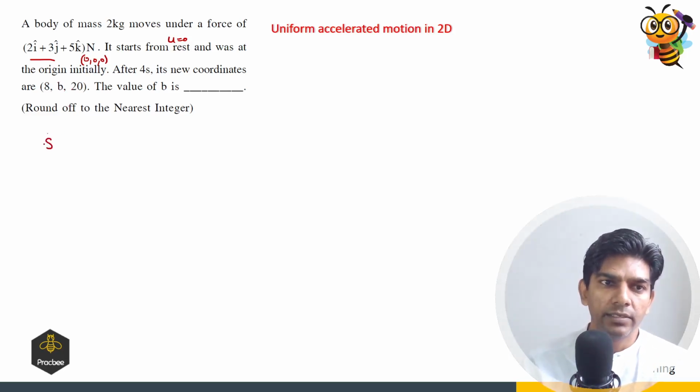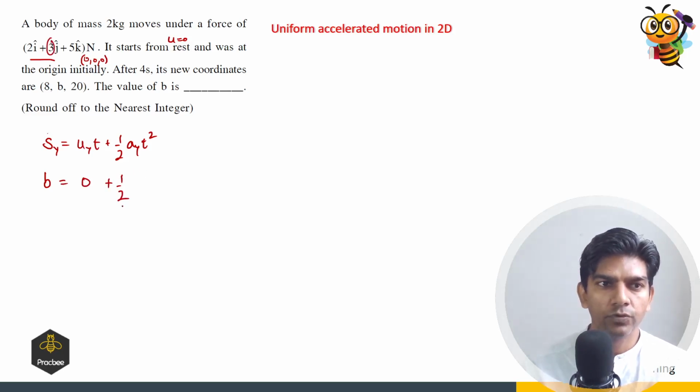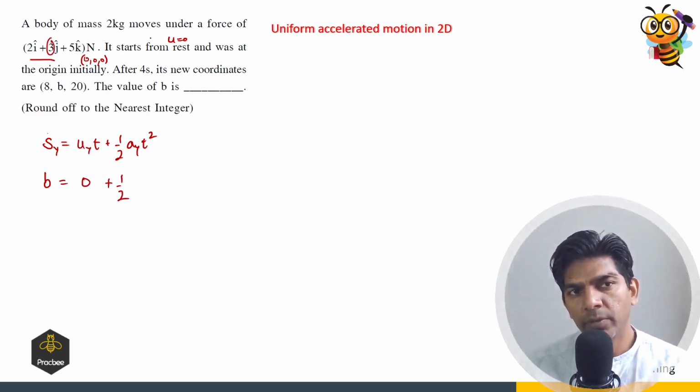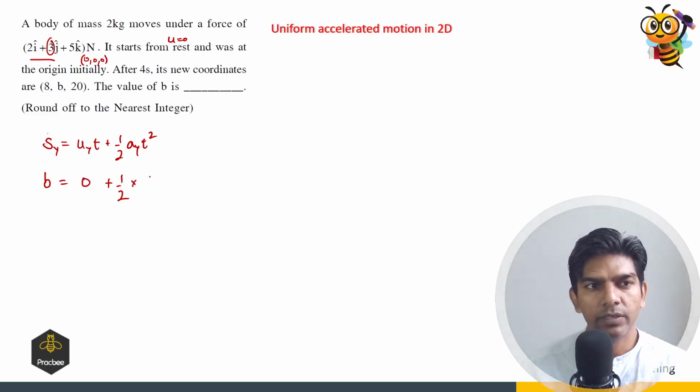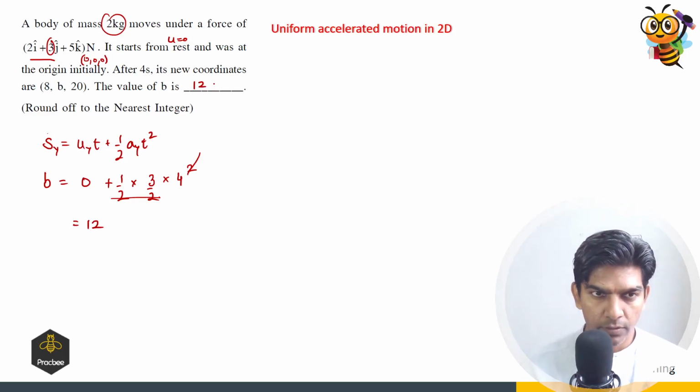So we can say sy equals uy t plus half ay t square. So sy is b, and uy is 0, half ay. Force is given, so force divided by mass will give us the acceleration. So it will be 3 by 2, because mass is 2 kilograms. And time is given as 4 seconds, so 4 square. So this will get cancelled out, and it comes out to be 12. So 12 is the answer to this question.